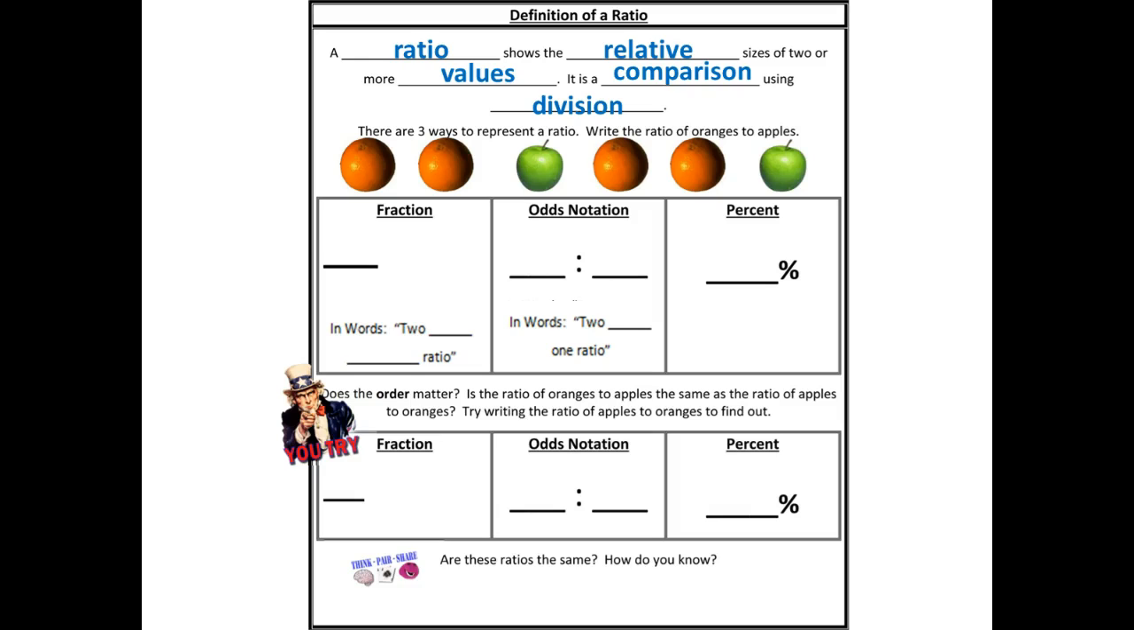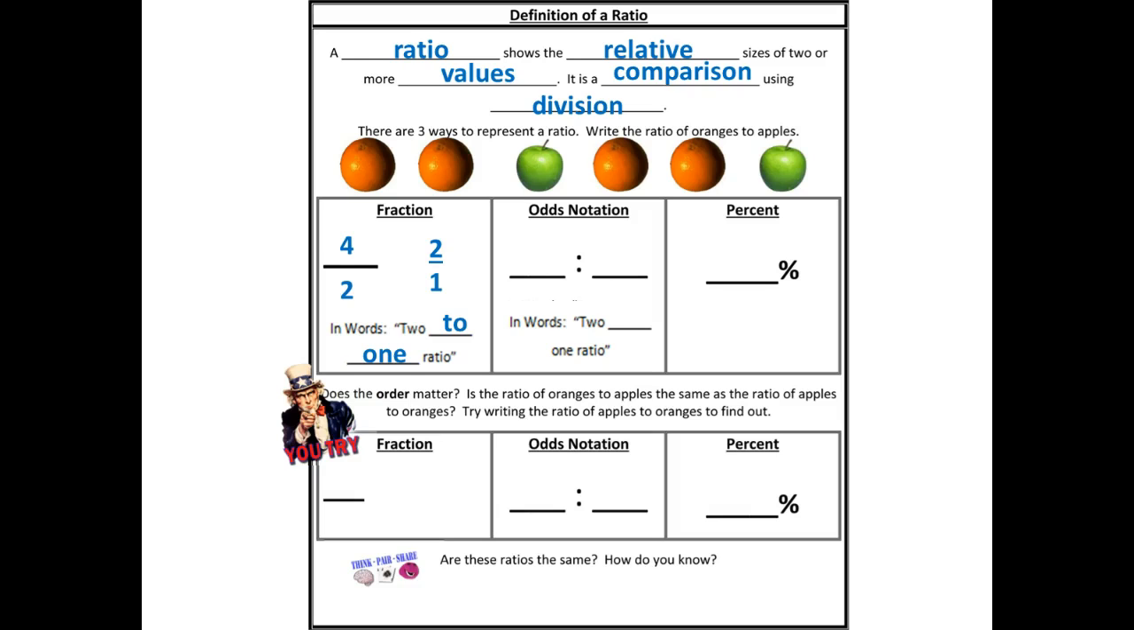Let's look at the ratio of oranges to apples. First off, the order matters. We're looking at oranges to apples. There's 4 oranges and 2 apples. So as a fraction, we read it numerator to denominator. So this would be 4 oranges to 2 apples. As with any fraction, we need to simplify it down. This would be 2 to 1. It is a 2 to 1 ratio.